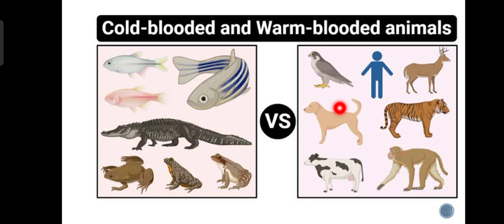There are two examples given in your book, so you have to learn the examples. Examples of warm-blooded are humans and birds. Examples of cold-blooded are amphibians, reptiles, and fish.